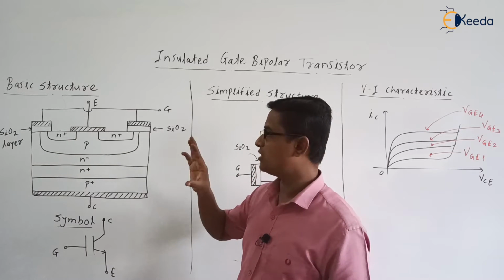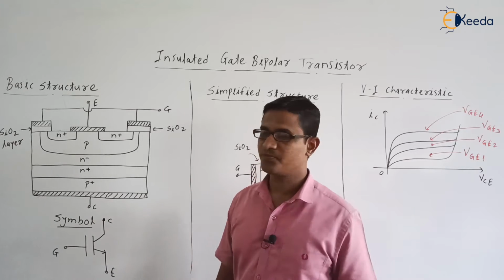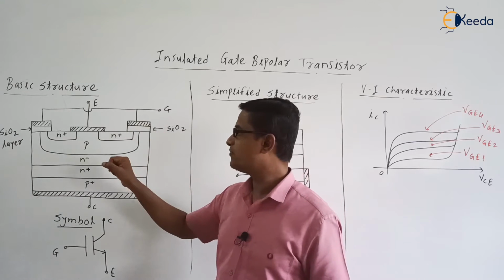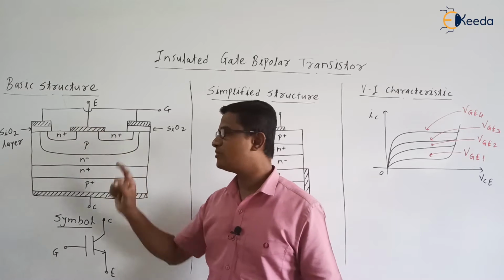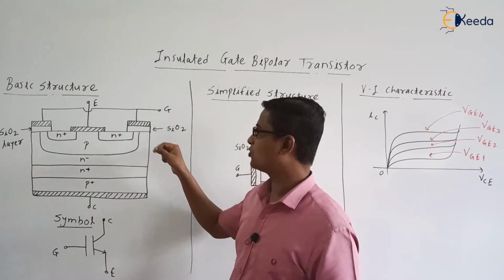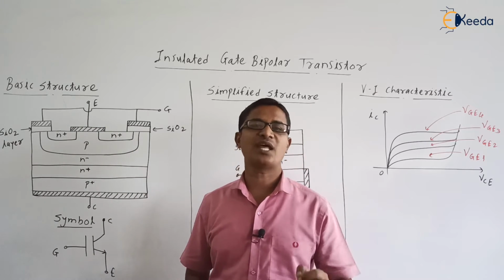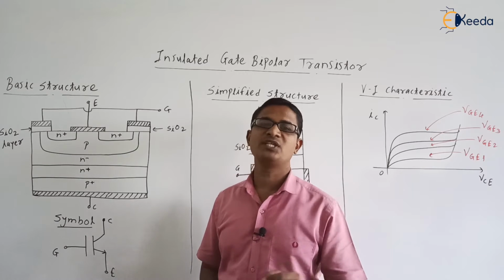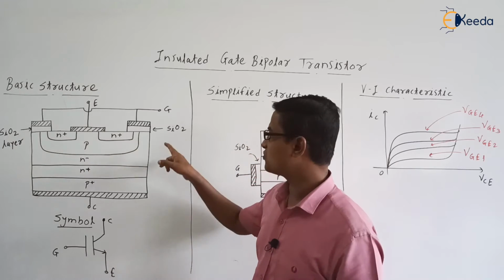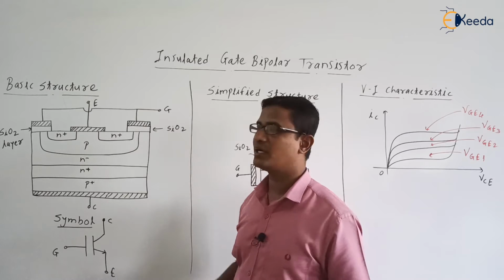Why is it known as the insulated gate bipolar transistor? Because the gate terminal is connected to the structure of the IGBT through the SiO2 layer, and SiO2 is the silicon dioxide layer. It is one of the insulating media. So that's why it is known as the insulated gate.